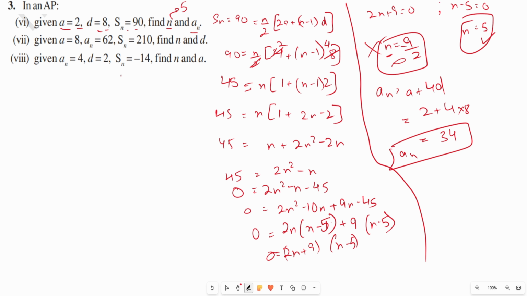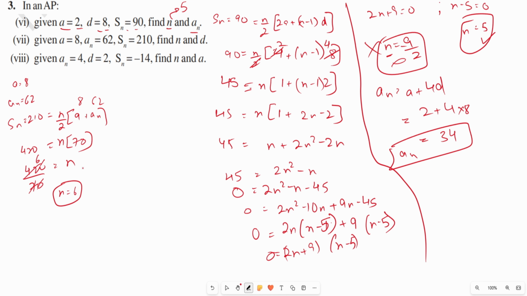Now let's do the 7th part. We have a is 8, an is 62, and Sn is 210. That's a very easy question. We can just put n by 2 into (a + an) here, and I will get 420 by multiplying both sides by 2. And n we have to find. a we have is 8 and an is 62. So if I add this, I will get 70n here. And if I divide this equation by 70, I will get 6. So n is 6 in this equation.